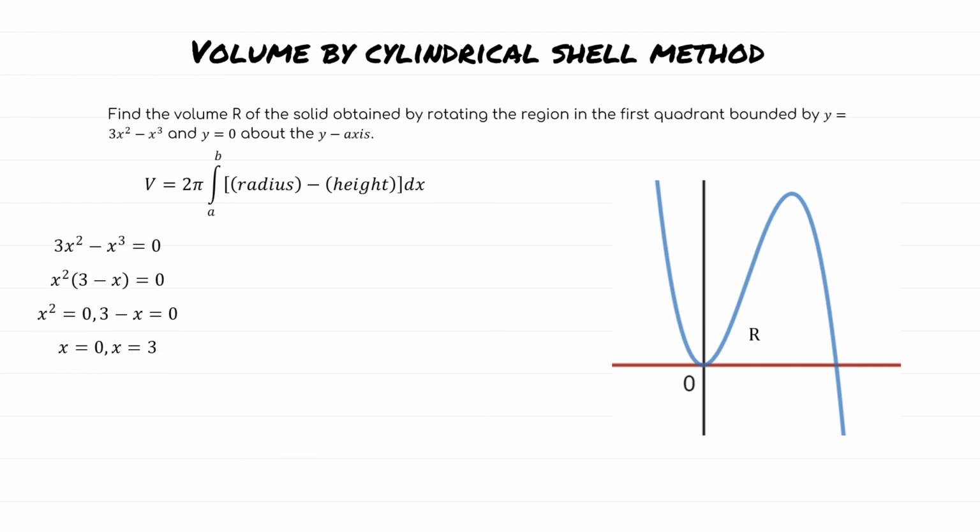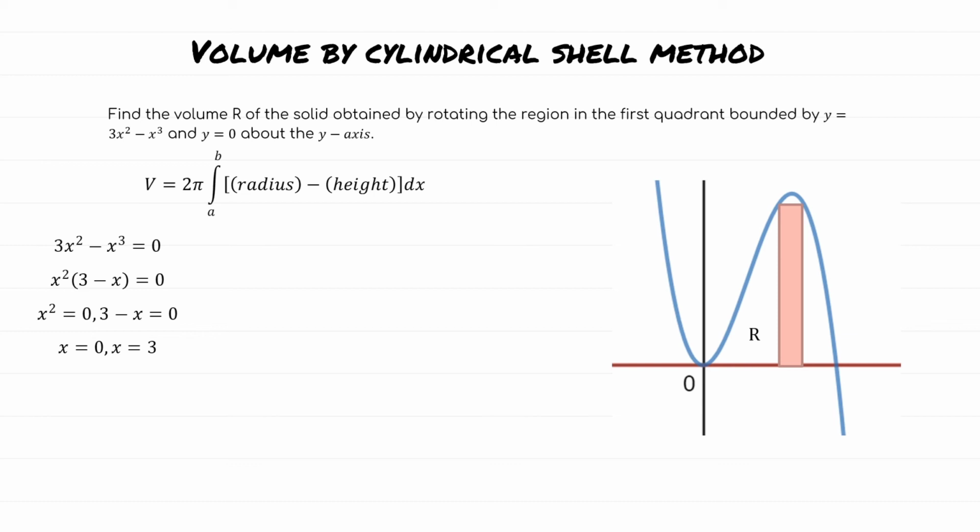So this is the formula of volume by cylindrical shell method. It is 2 pi times radius times height. By the simultaneous equation, we can find the lower and the upper limit, a and b, by x equals 0 and x equals 3. Third step is to draw a rectangle parallel to the axis of rotation. This rectangle helps us to find our radius and height.